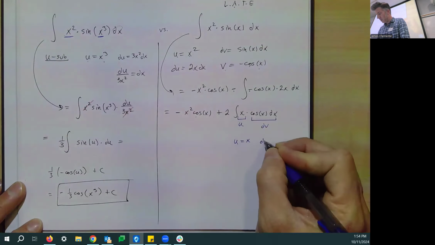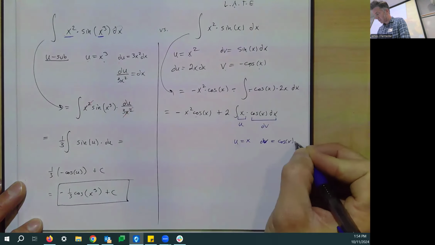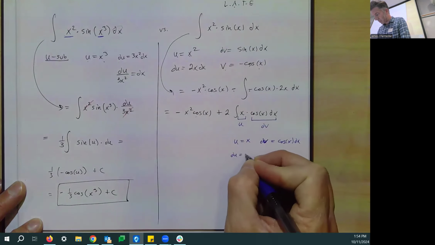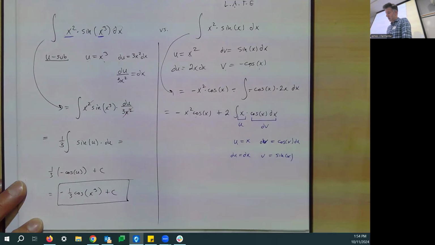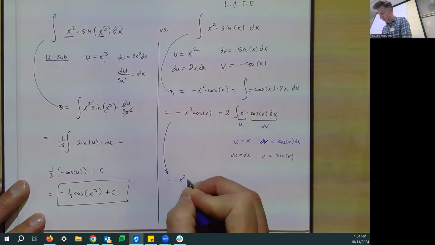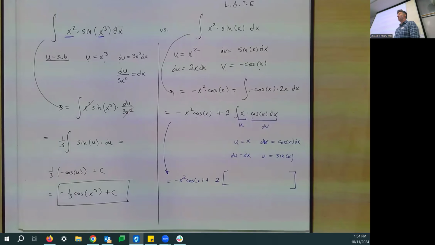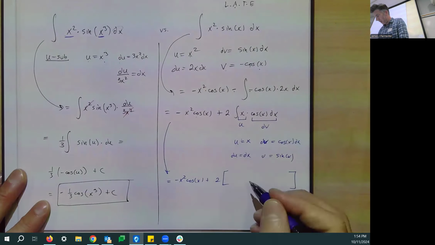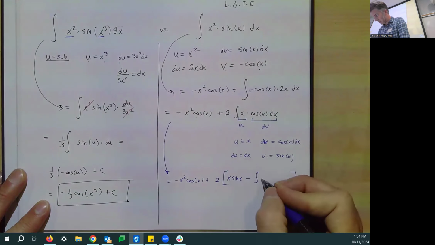Continuing on here, u is equal to x. I usually write dv first, sorry. dv is cosine of x dx. My du is 1 times dx. My v is the antiderivative of cosine, which is sine of x. So then, writing what this is equal to, it's going to be negative x squared times cosine of x still, plus 2 times the entirety, right? That coefficient times the integral means it multiplies the entirety of uv minus the integral of v du. So 2 times u times v, so x sine x, minus the integral of sine of x times dx.